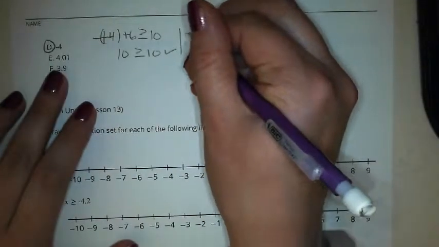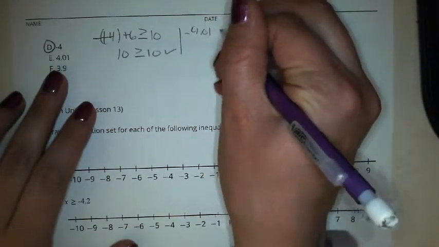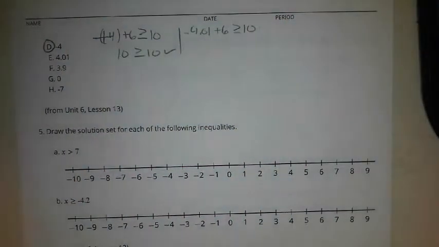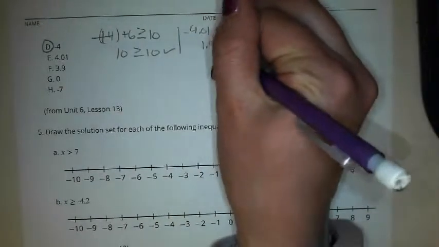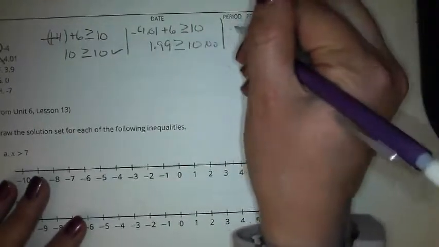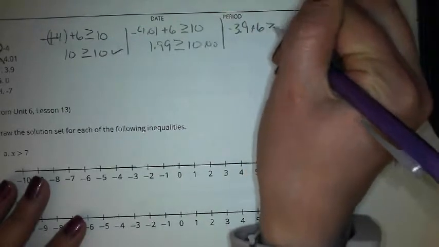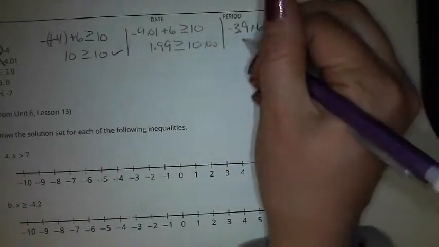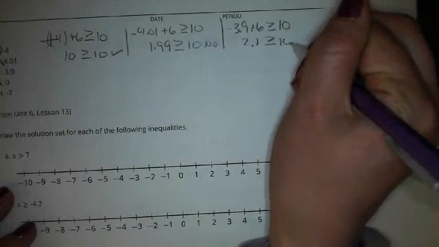E, negative 4.01 plus 6 is greater than or equal to 10. So we are subtracting that. 6 minus 4.01 is 1.99. It's greater than or equal to 10. Nope, that does not work. Okay, negative 3.9 plus 6 is greater than or equal to 10. So again, different signs. I'm going to be subtracting. 6 minus 3.9 is 2.1. It's greater than or equal to 10. Nope, that doesn't work either.